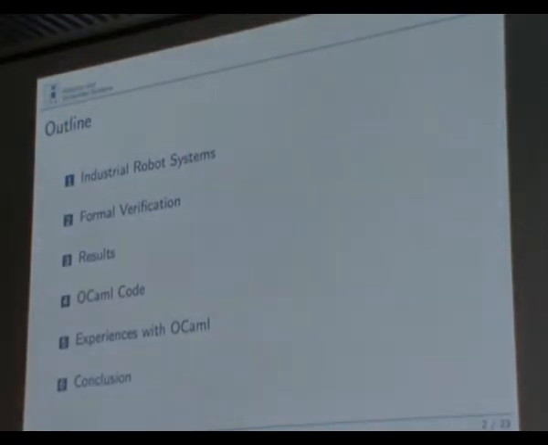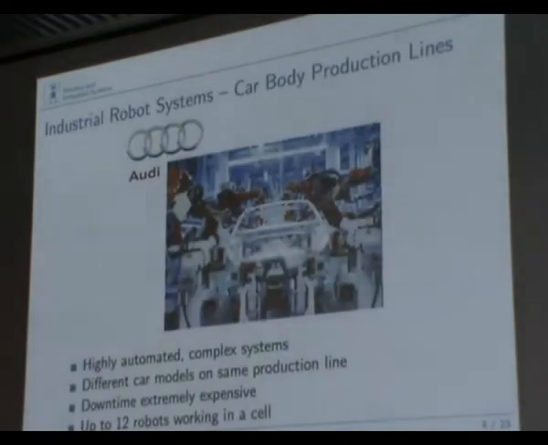So the outline is, first I'm going to talk briefly about what an industrial robot system is and what it does. Then I'm going to talk about formal verification, how we're going to try to find bugs in the programs that control these systems. I'm going to highlight the results that we have so far. Then I'm going to go into a little bit of what OCaml code we use and two highlights from our code and something that we supply as open source. Then I'm going into how our experiences with OCaml are and what OUD thinks about that, and then I'm coming to a conclusion. So first, the industrial robot systems.